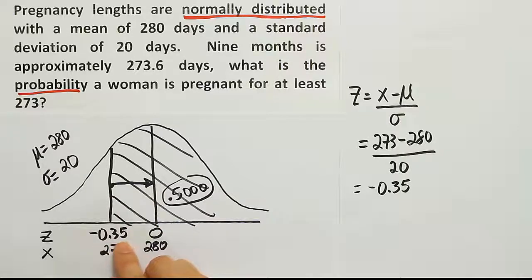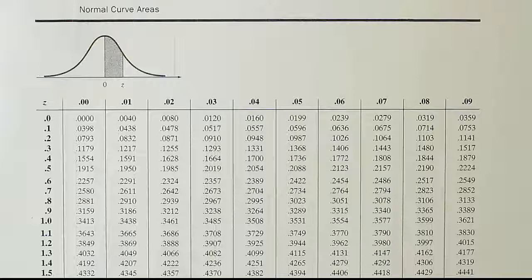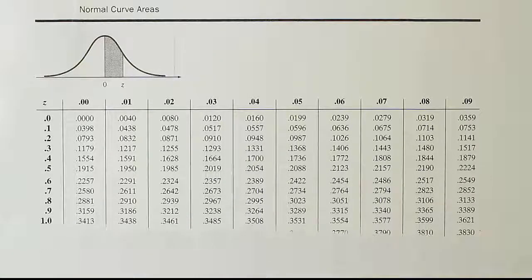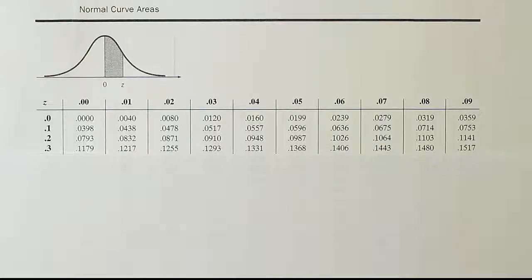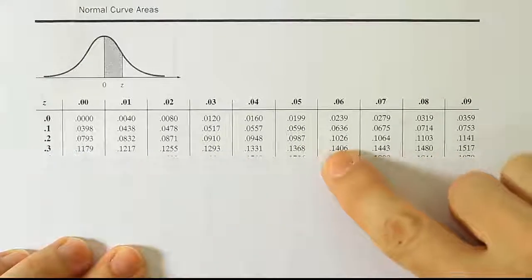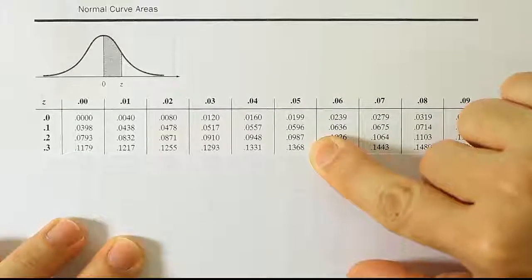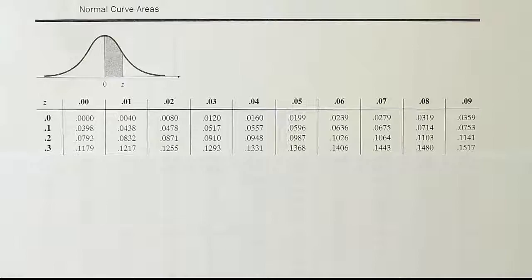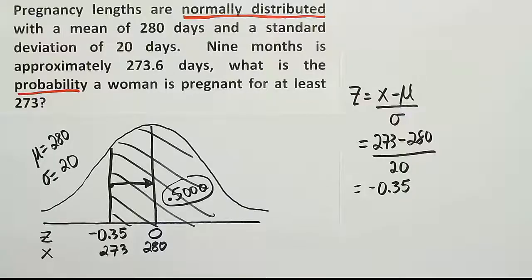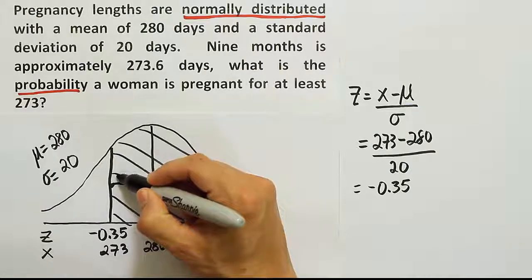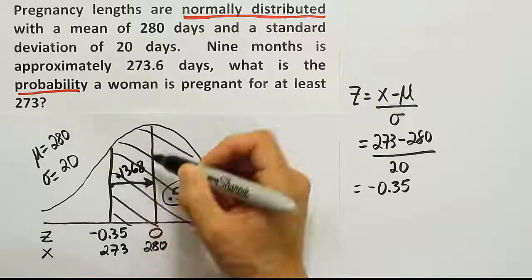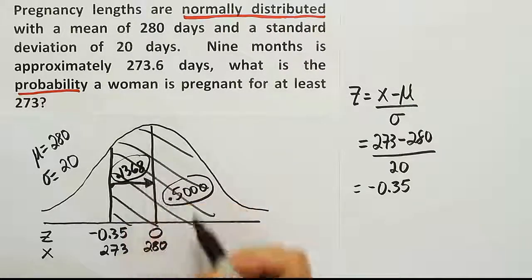So let's go to the chart now and look up 0.35. Okay, so we're going to look up -0.35. There are no negatives, so we'll just look up 0.35 on the table. 0.3 is here, that's the row, and 0.35 gives us the answer 0.1368. Okay, so we find the area to be 0.1368, 13.68. We take those two parts, we add them together to get our final answer.